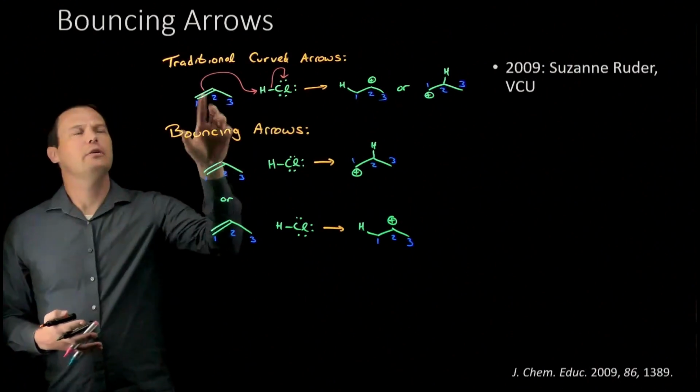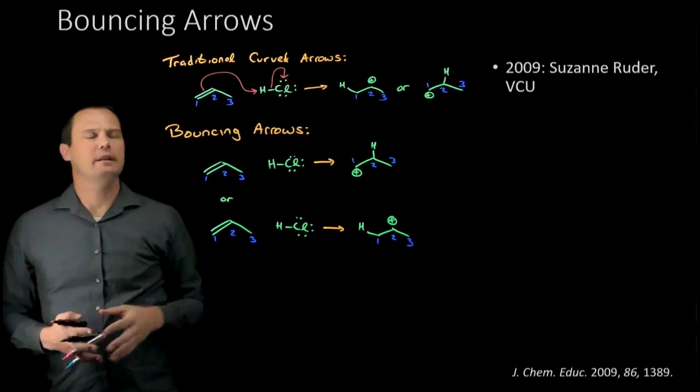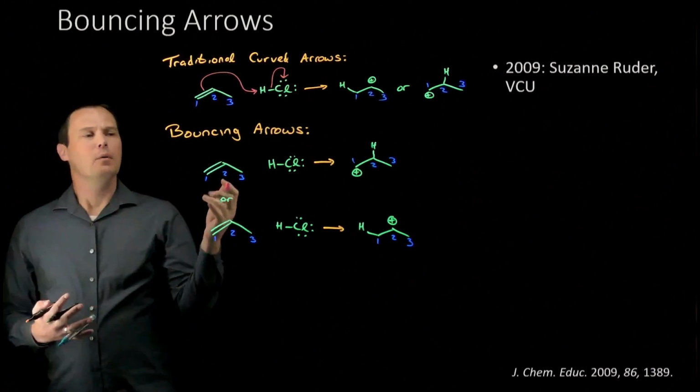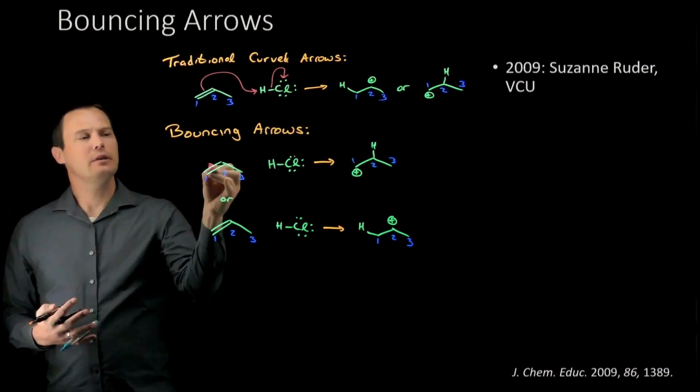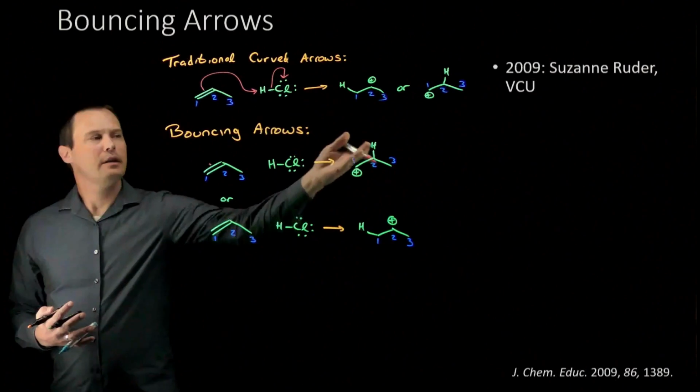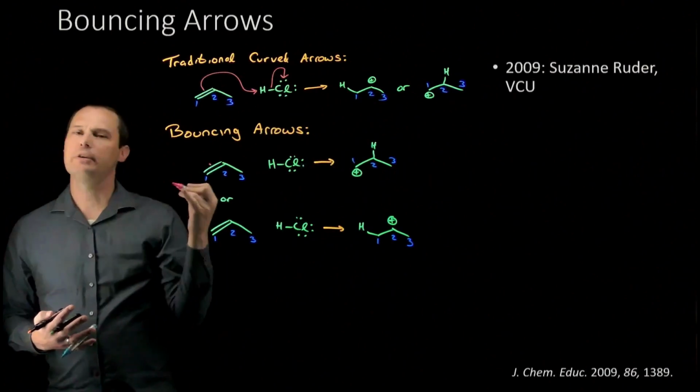The traditional curved arrow has an ambiguity. Which atom is the one that attacks? Let me show you how the bouncing arrow resolves that ambiguity. Pi bonds are nucleophiles. We start the arrow at the pi bond. That's where the electrons are. I see in this product that it's carbon 2 forming the bond to hydrogen. So here's how we draw the arrow.